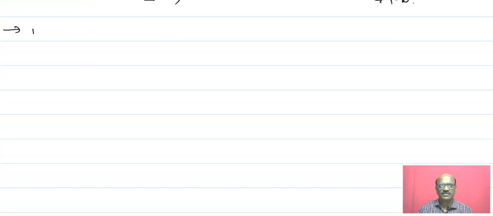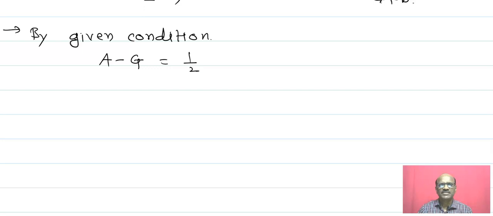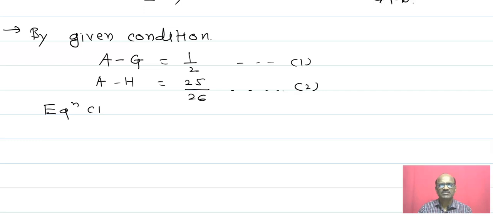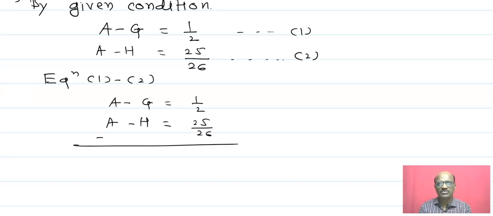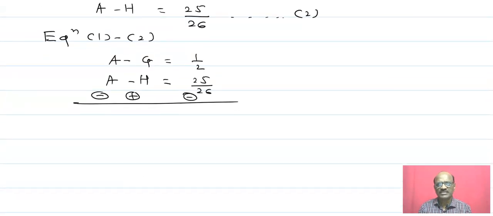Therefore, by the given condition, A minus G is equal to 1 upon 2. This is equation number 1. A minus H is equal to 25 upon 26. This is equation number 2. Therefore, equation 1 minus equation 2: A minus G is equal to 1 upon 2, A minus H is equal to 25 upon 26.